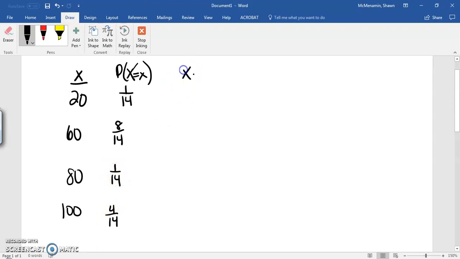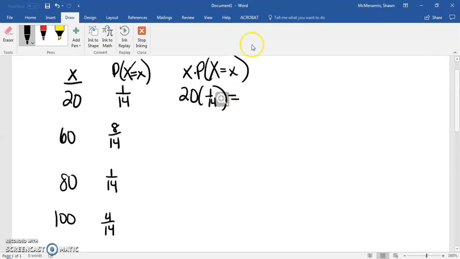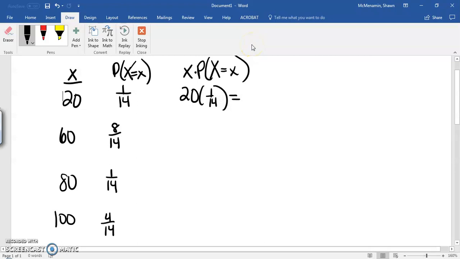Now we're going to take x and times it by the probability that X equals x. So it's going to be 20 times 1 over 14, which is 20 over 14. And we can reduce 20 divided by 14 to 10 over 7. Or you could leave it as 20 over 14. Or you could divide both by 2. You get 10 over 7.